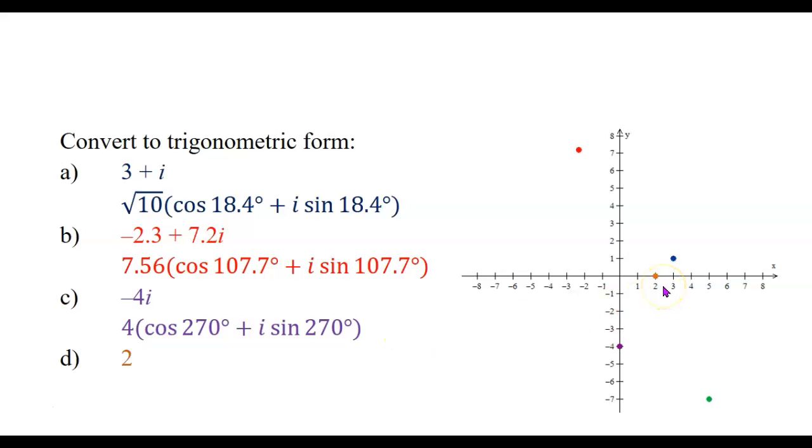And the real number 2 is 2 times the cosine of 0 degrees plus i times the sine of 0 degrees. Hopefully you can just see that r, the distance from the origin, is 2, and that theta, the direction, is 0 degrees.